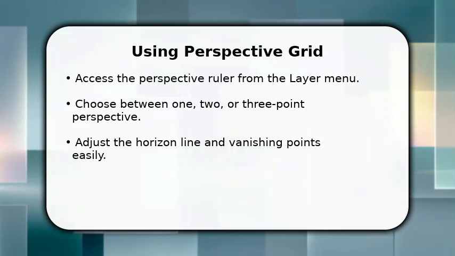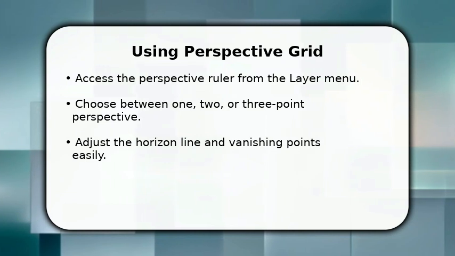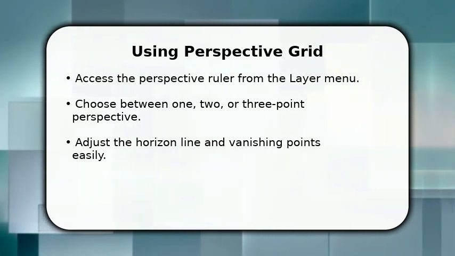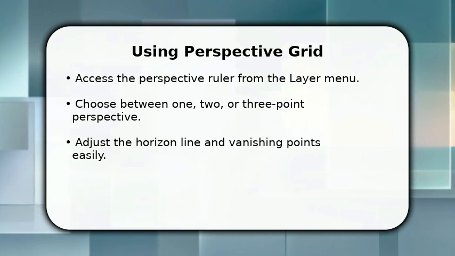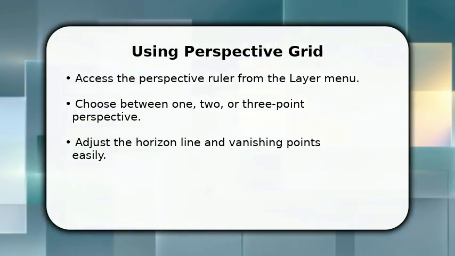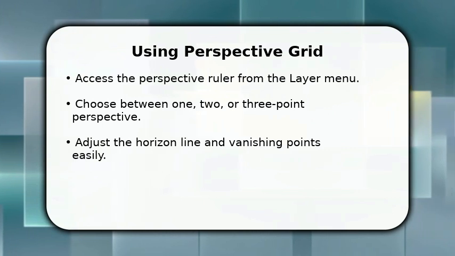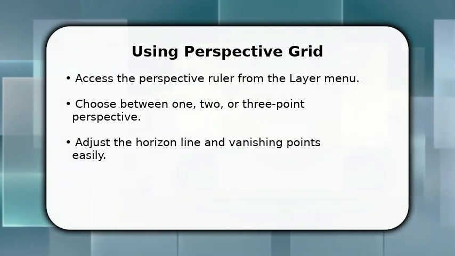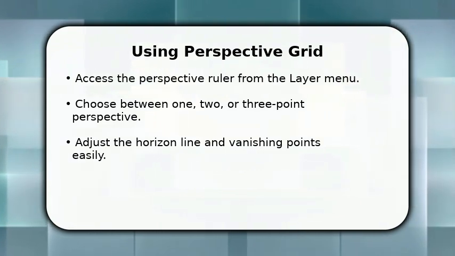In this video, I will explain how to use the perspective grid in Clip Studio Paint. First, navigate to the Layer menu, then Ruler/Frame, and select Create Perspective Ruler. This action will generate a new perspective ruler layer. You can then choose your desired perspective type, such as 1-point, 2-point, or 3-point, directly from the tool properties. This initial setup is crucial for accurate drawing.